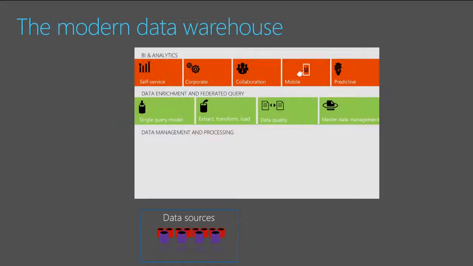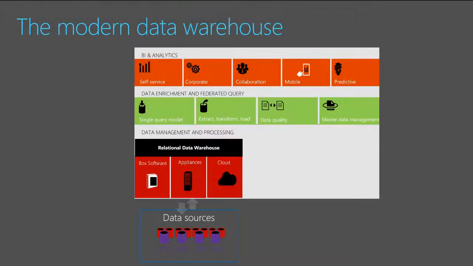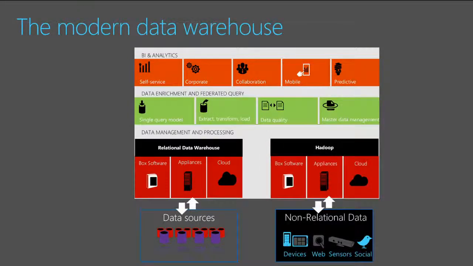So let's talk a little bit about where Hadoop fits in your modern data warehouse. On your left, you have a bunch of data sources which are all relational, and you could hook them up with a relational data warehouse. This can be boxed software, it can be an appliance, or in the cloud, which you then either run as a single query model or as an ETL, and then the users interact with it using BI and analytics. So this works great for relational data, but with all the non-relational data, that's where Hadoop fits in, right?